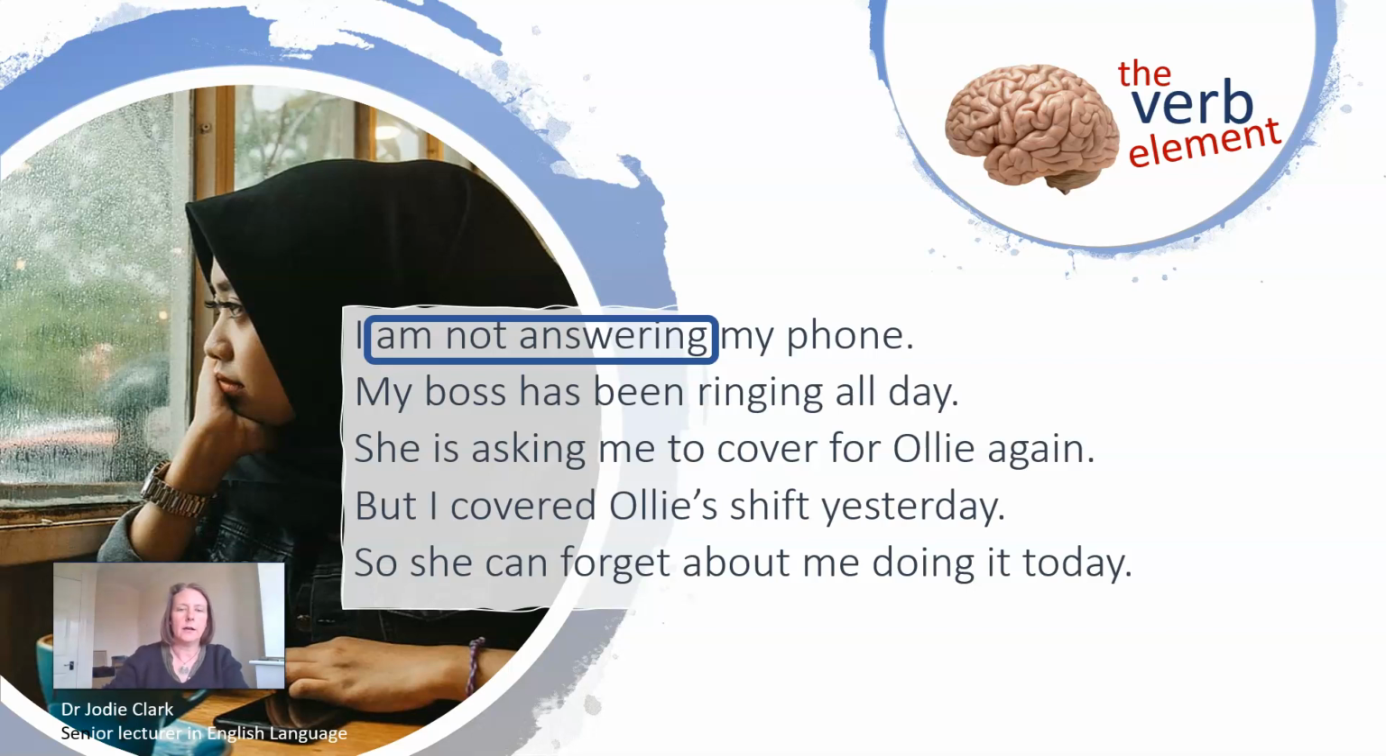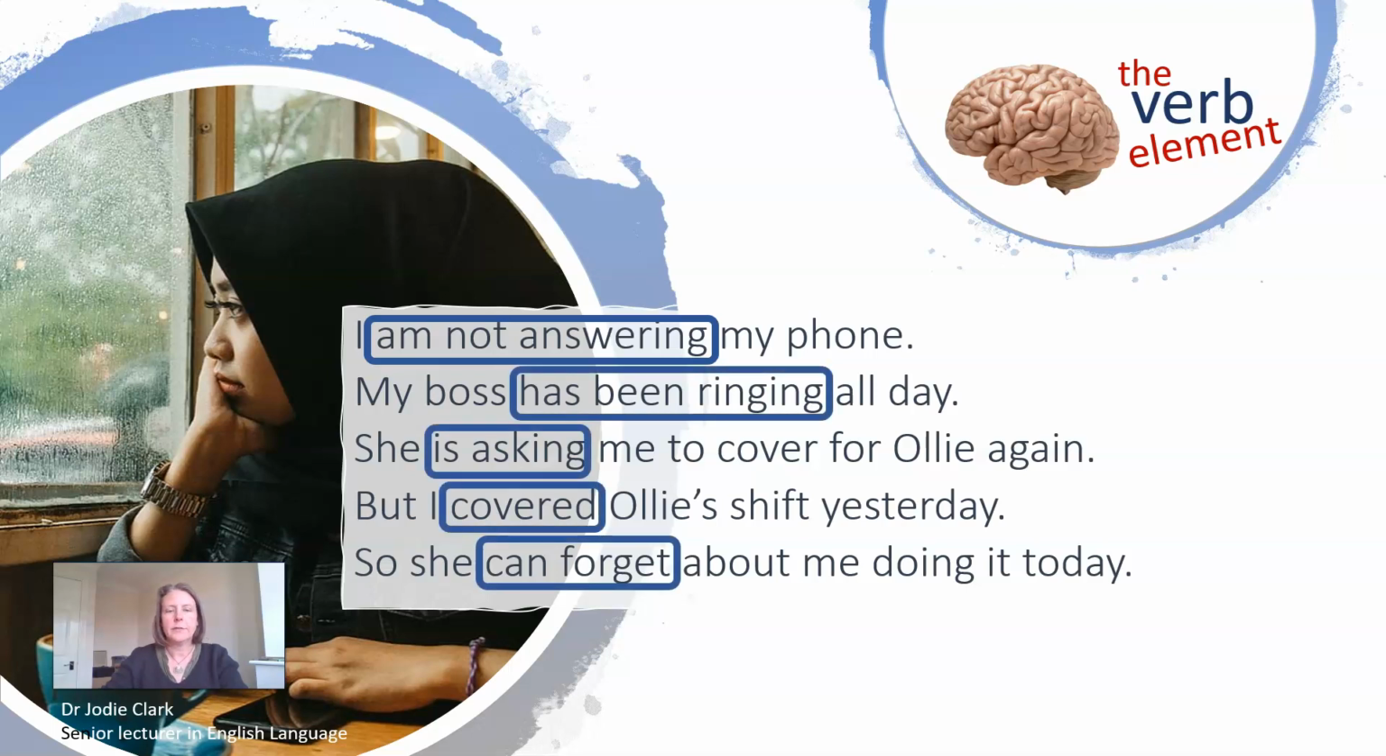And I'm about to give you the answer, so if you're not finished, pause it. And there's the answers: has been ringing, is asking, covered, and can forget. So these are sort of vaguely what verb elements might look like. We realize they can contain more than one word. They might not contain more than one word. And that's where we are.